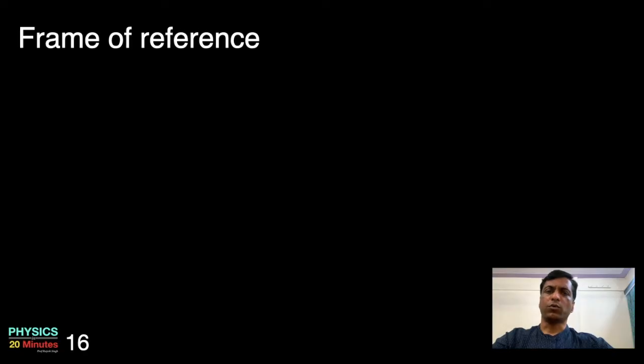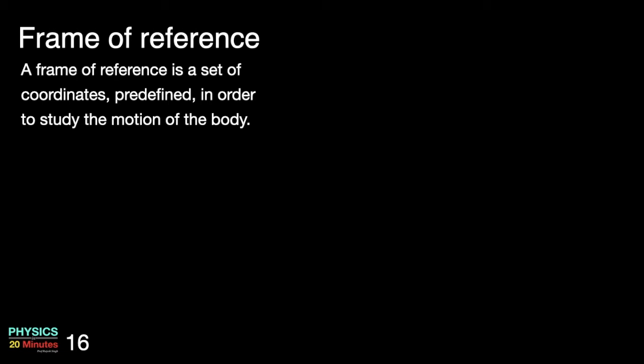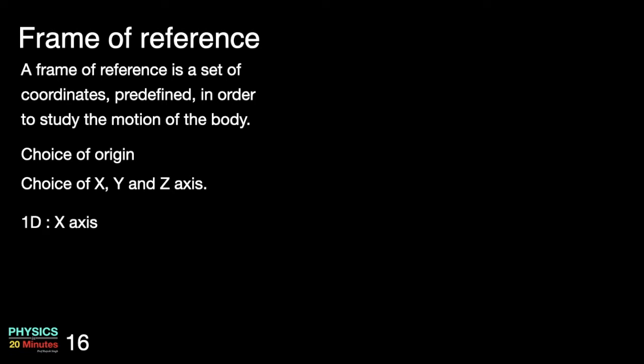In order to describe motion, we generally define a frame of reference. What is a frame of reference? A frame of reference is a set of coordinates predefined in order to study the motion of the body. What do we mean by defining a set of coordinates? When you define a frame of reference, you actually define your origin and your axes, x, y and z axes. So for example, if you have a motion in one dimension, that is along a straight line, only one axis is sufficient to describe the motion.